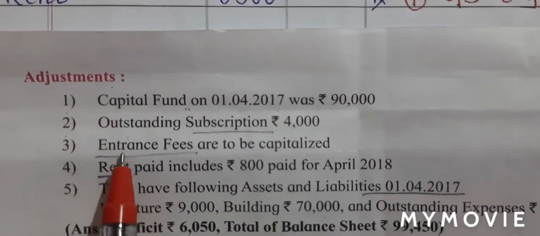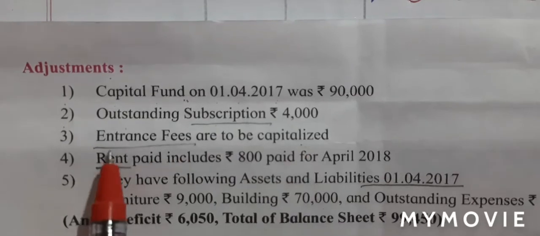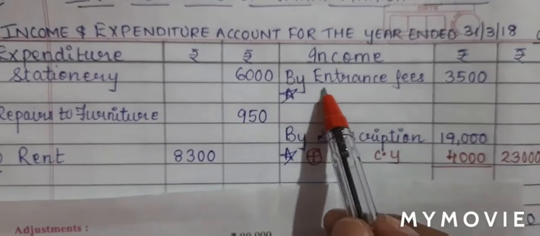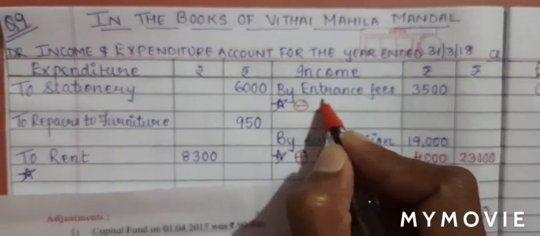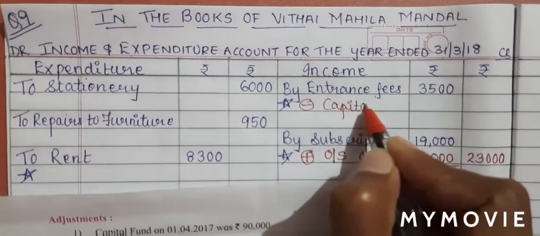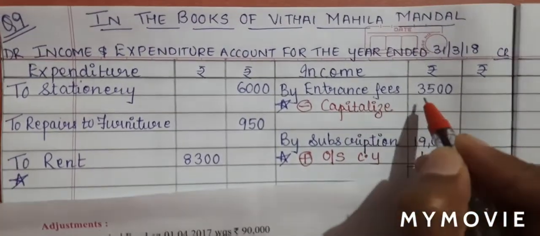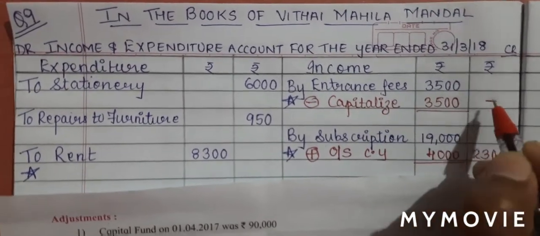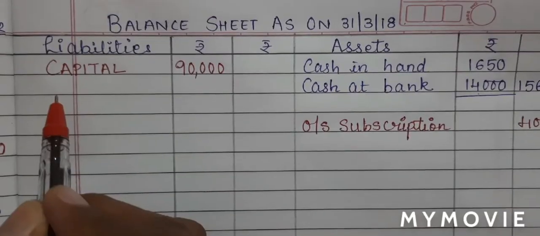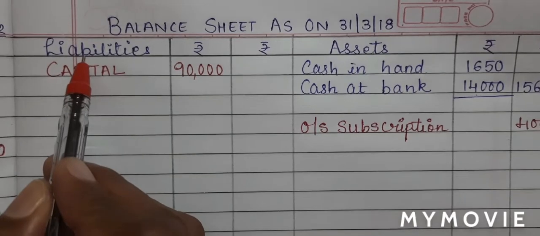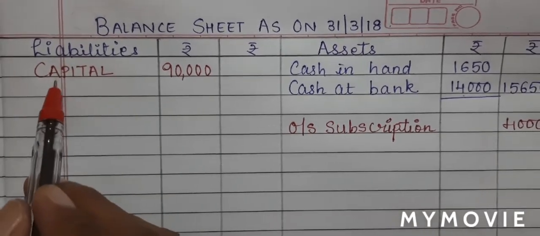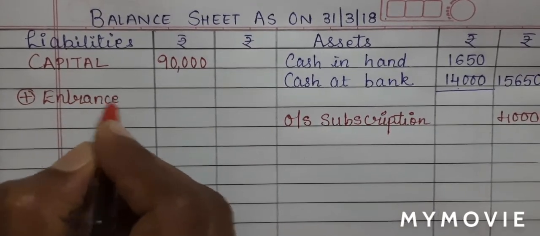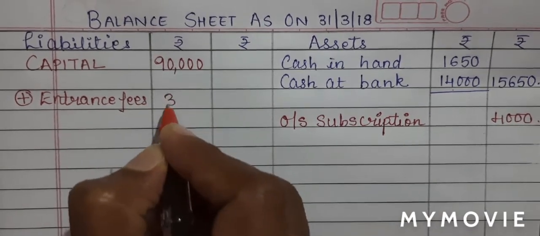Adjustment number 3, entrance fees are to be capitalized. So we will capitalize our entrance fees. Let's come on to our income side. On our income side, I'll say less capitalize. So 3,500, we have to capitalize it. Outer column will be dash. This is my first effect. Second effect will be on my liability side. I have to capitalize it. So in my capital, I will add entrance fees, 3,500.